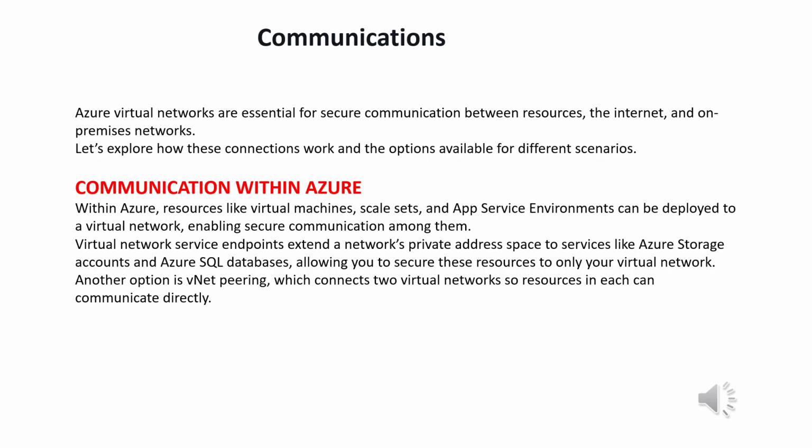Communication within Azure. Within Azure, resources like virtual machines, scale sets, and app service environments can be deployed to a virtual network, enabling secure communication among them. Virtual network service endpoints extend a network's private address space to services like Azure storage accounts and Azure SQL databases, allowing you to secure these resources to only your virtual network. Another option is VNet peering, which connects two virtual networks so resources in each can communicate directly.